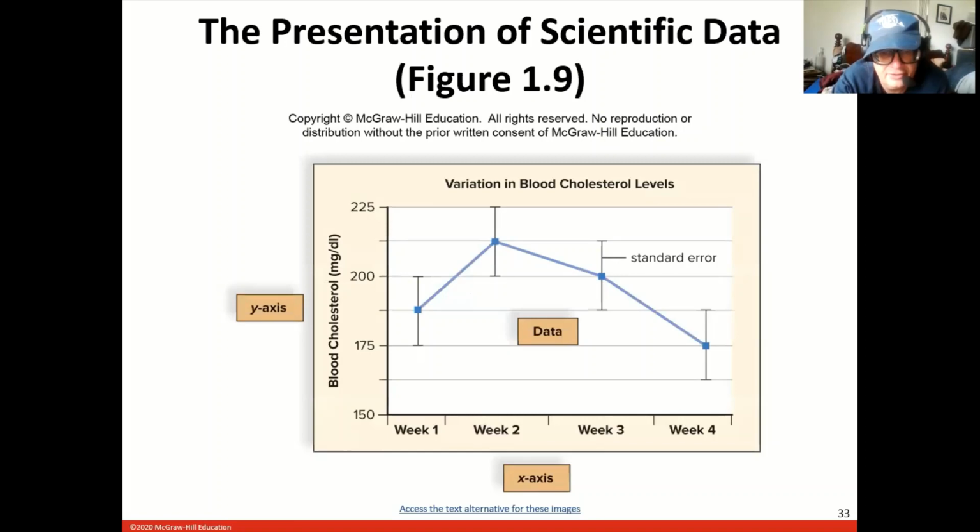All right, so here we have a graph, and the graph shows over time variations in blood cholesterol levels. And you can see cholesterol levels on the y-axis. You can see time on the x-axis. That's pretty straightforward.